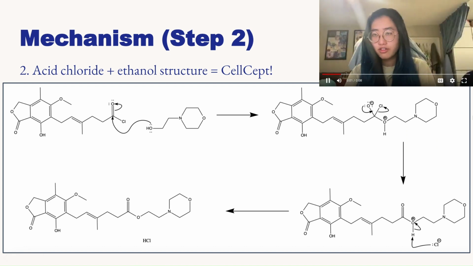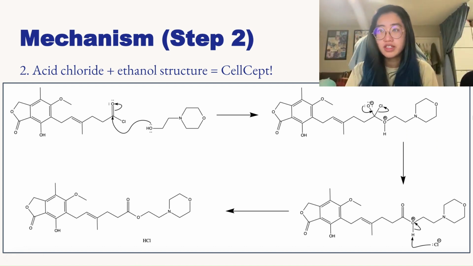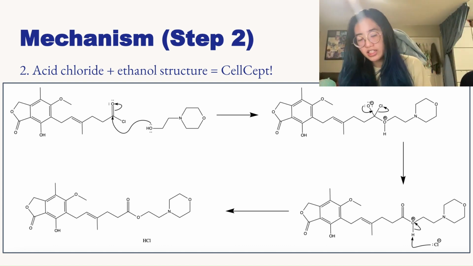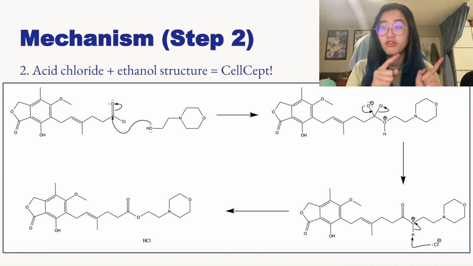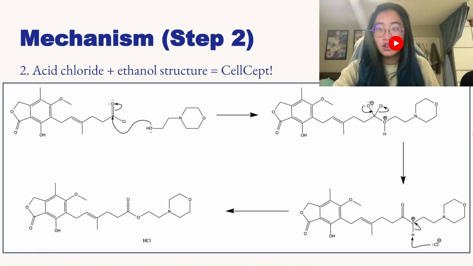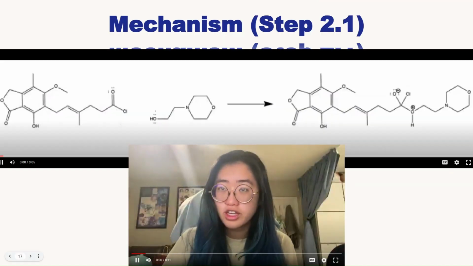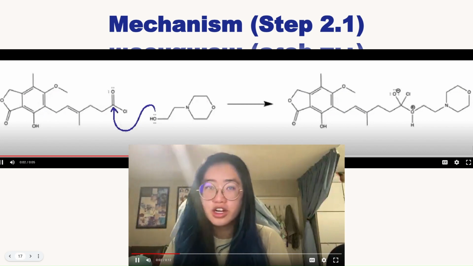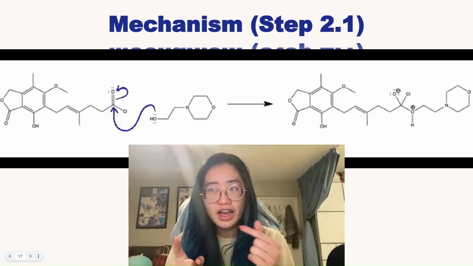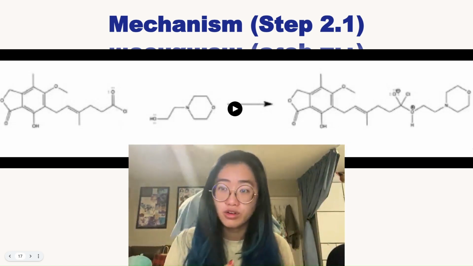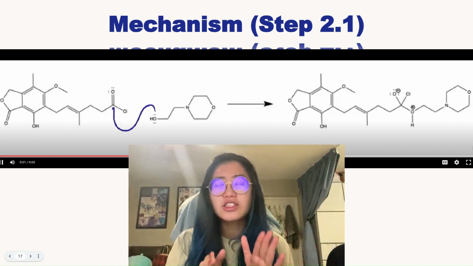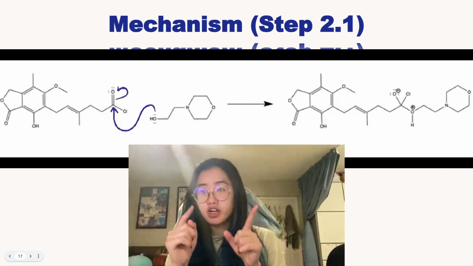So here is the overall mechanism for the second step of the synthesis, which is the reaction between the acid chloride and the ethanol structure in order to form CellCept. So first, the hydroxyl group on the ethanol structure acts as a nucleophile to attack the carbonyl carbon of the acid chloride. This then pushes the electrons in the carbonyl double bond up onto the carbonyl oxygen.